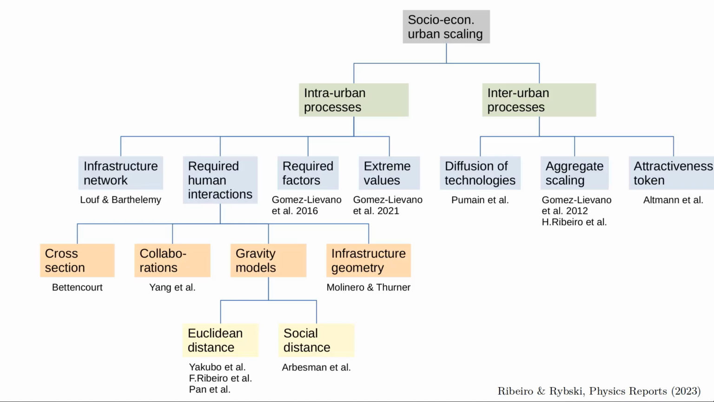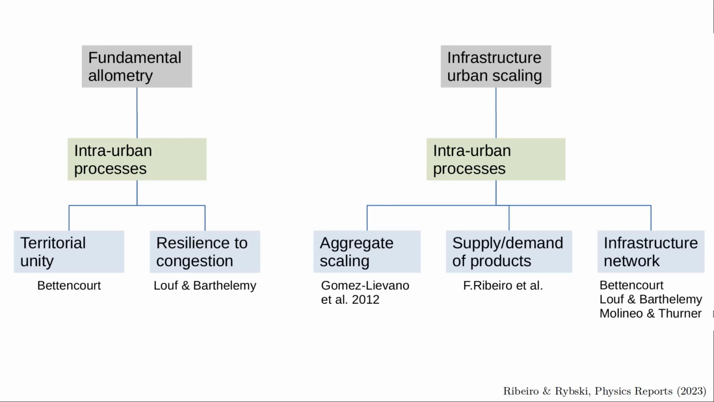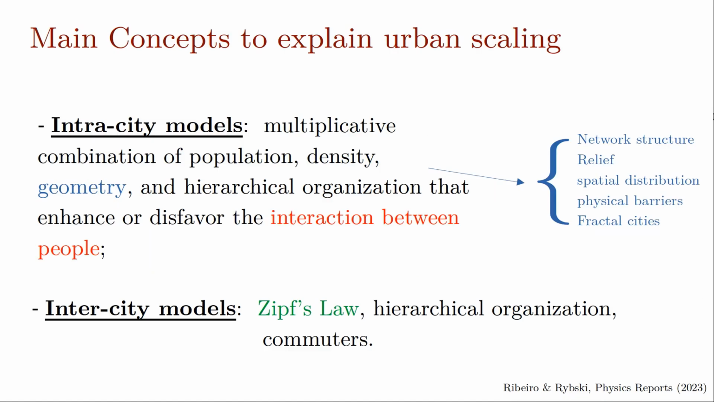Here we have also the prevalence. You have models that try to explain socioeconomic urban scaling that are based, for example, on collaboration, the gravity idea, infrastructure, geometry, diffusion of technology, all these kinds of things that try to explain socioeconomic output, right? And also you have other kinds of models that are restricted to trying to explain the fundamental allometry, infrastructure, urban scaling, and so on.